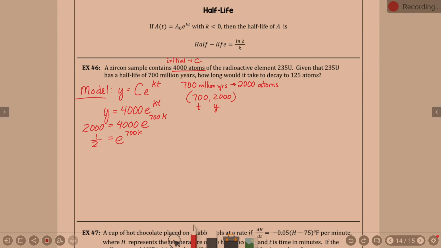Yeah, and the fact that we're talking half-life, right? Okay, it should be 1/2 because we're using that first ordered pair, and this is a half-life problem. Okay, keep solving for K. If you take the natural log of both sides, the natural log of 1/2, and natural log of e to the 700K is just going to be 700K. And then K is going to be natural log of 1/2 divided by 700.